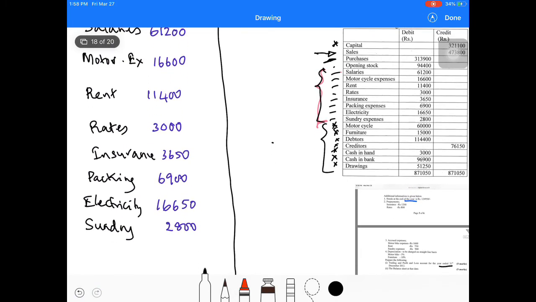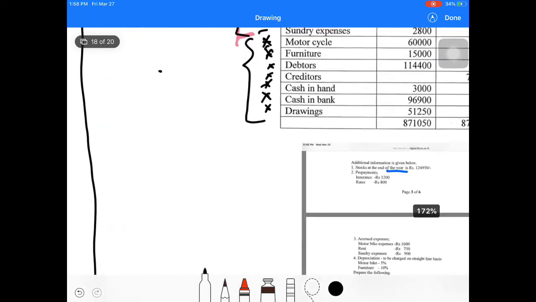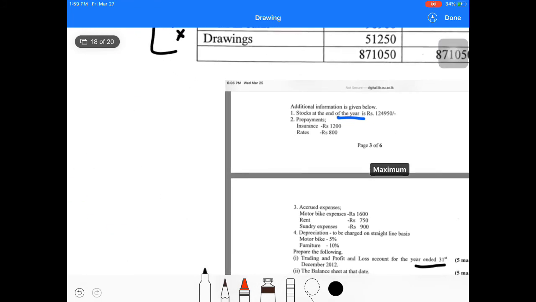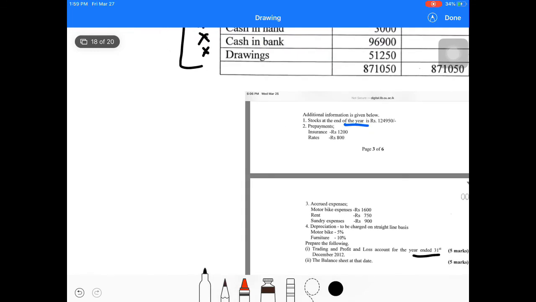Then in addition to that, you may have seen that there are few other information provided as additional information. These additional informations you have to be very careful because they have not added up to the trial balance. Those adjustments are not done. So we have to do those adjustments. First one is stock, of course we have considered. Now prepayment. Prepayments means we have paid already, but it is not adjusted.